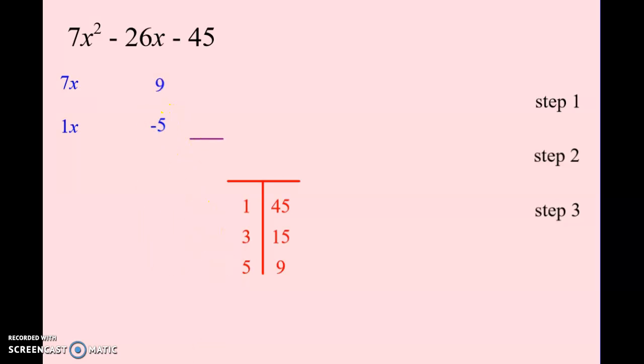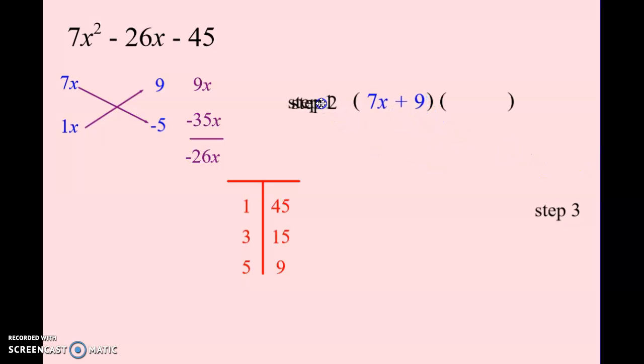I'm going to try 9 and a -5. And 7x times a -5 is a -35x, and 1 times 9 is a +9x. And if I add those two together, I'm going to get the -26 that I need. Step 1, parentheses. Step 2, go straight across, 7x and 9. Step 3, go across the bottom, 1x minus 5. FOIL it and make sure you get the correct answer.